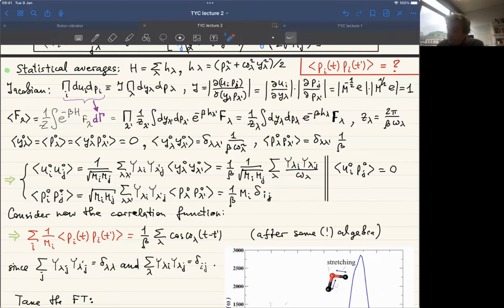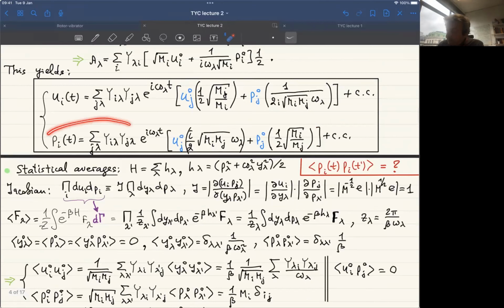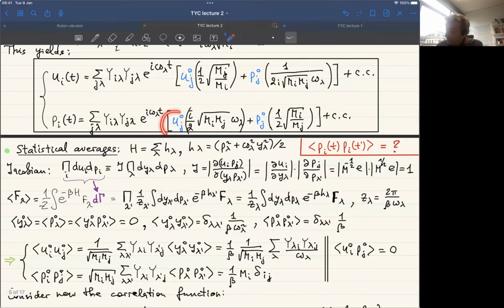And now we should be able to calculate the correlation function we're really after at time t and t prime. So in order to do this, I need to take this expression for time t and a similar expression for time t prime, multiply them together, and once you multiply, take the average. And when you take the average, you will have a product of two displacements with each other, two momenta with each other, and a two hybrid term, u multiplying p and p multiplying u.